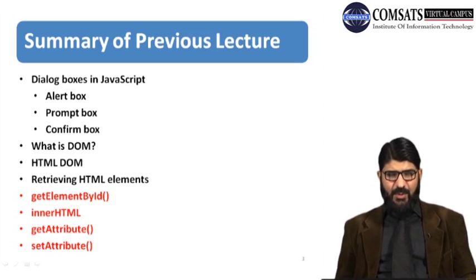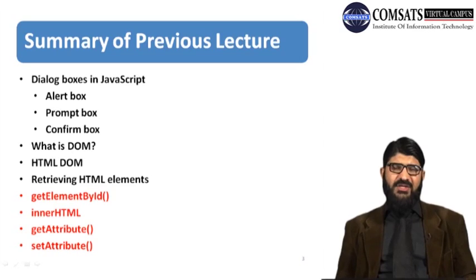The get attribute is used to get the particular attribute, for example the height of a particular HTML element like an image. Similarly, the set attribute is used to set the particular attribute, for example height and width of a particular element, for example an HTML image element.